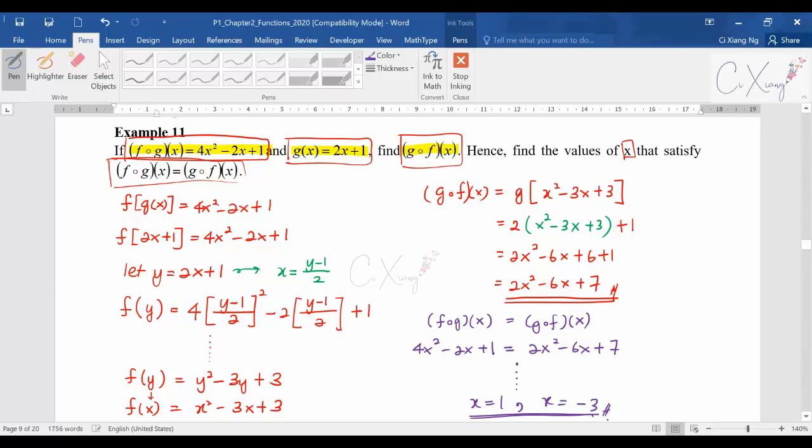Okay, so this particular question is testing you on the composite function together with the quadratic equation. All these are something basic. That means maybe in secondary school, when you learned about the composite function, these are the questions that you solved. All right, so I think in the next video, I will discuss with you the domain and range for the composite function.